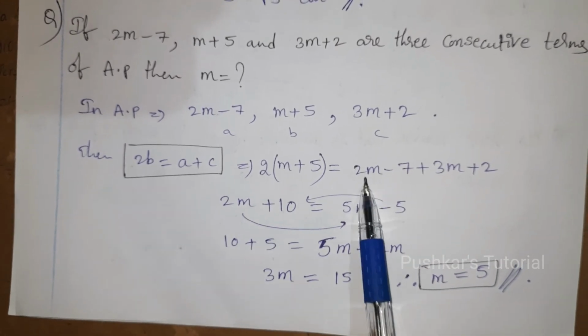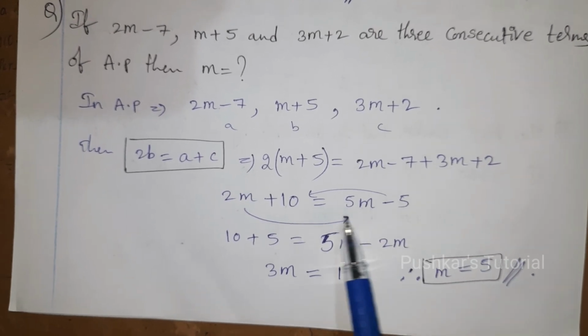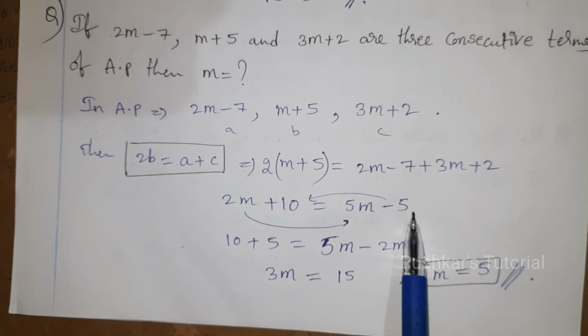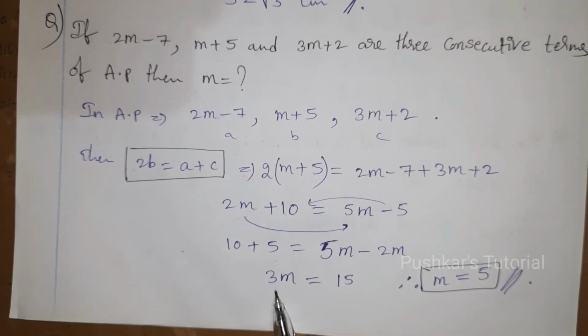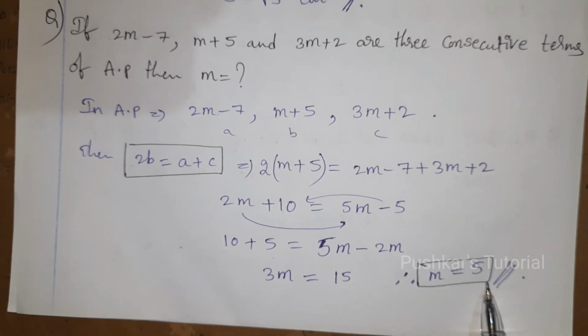2m, 2 fives are 10. 2m plus 3m is 5m, minus 7 plus 2 is minus 5. Then taking the like terms, 10 plus 5 is 15. 5m minus 2m is 3m. So 3 ones are 3, 3 fives are 15. Therefore m is equal to 5, that is the answer.